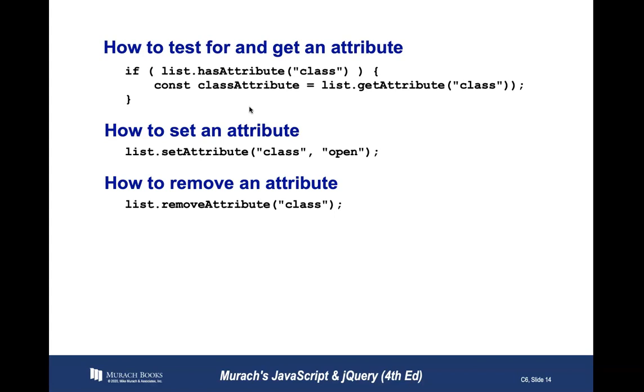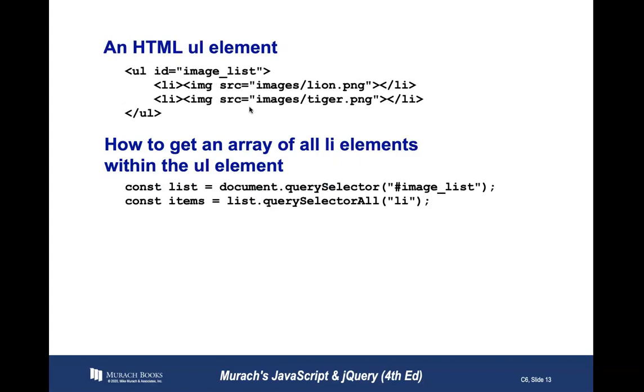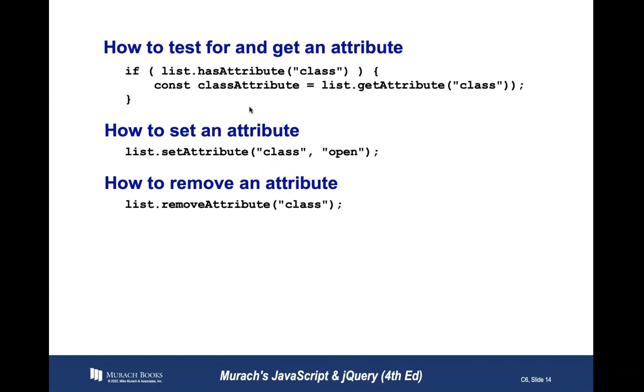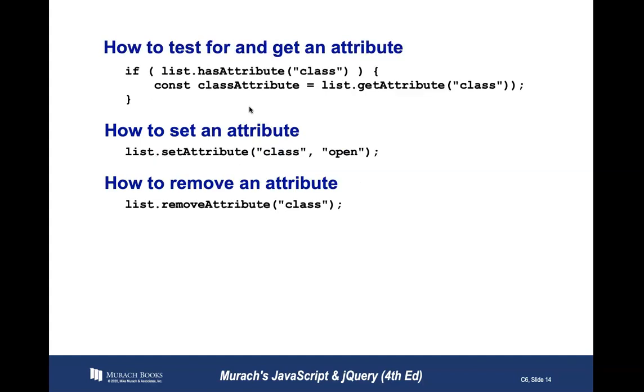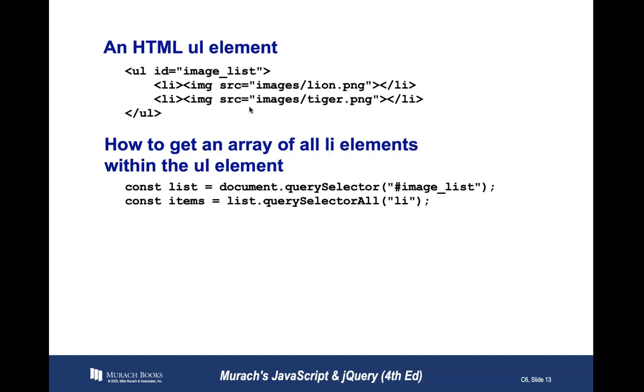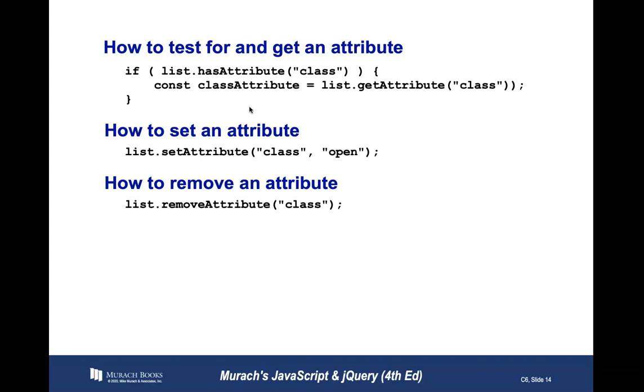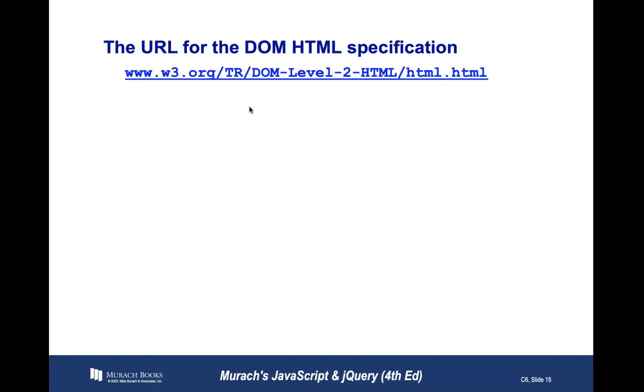So here comes hasAttribute. What we're going to be doing here is trying to test for and get an attribute. So if list hasAttribute class, then class attribute equals list.getAttribute class. Take a look back here. It doesn't have a class, does it? Nope. So what we can do is set an attribute that is a class and make it equal to open. Or we can remove that attribute called class from the list. So what we just did there is add a class to our list, which is equal to the image list. All right, so the UL would have a class, and then we set it for open, and then we removed it.